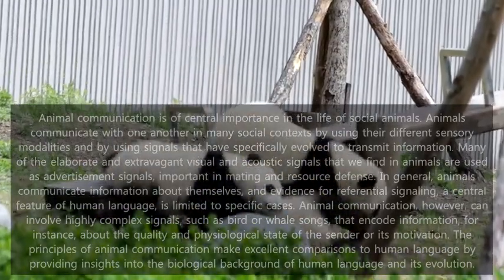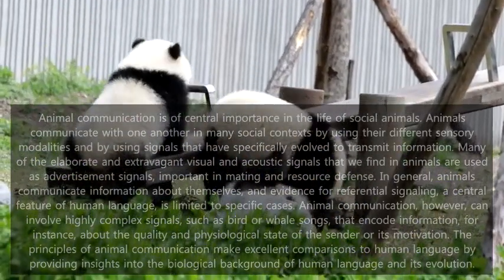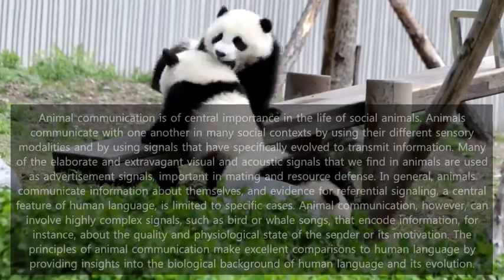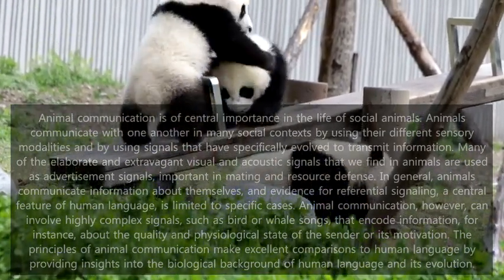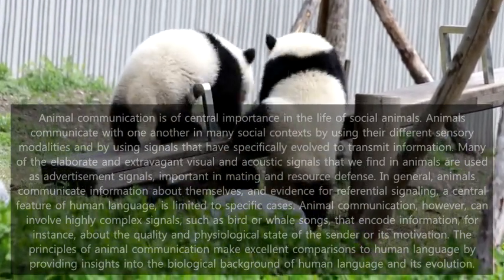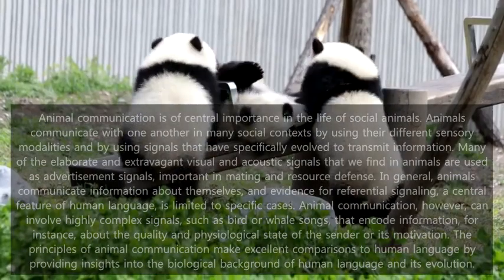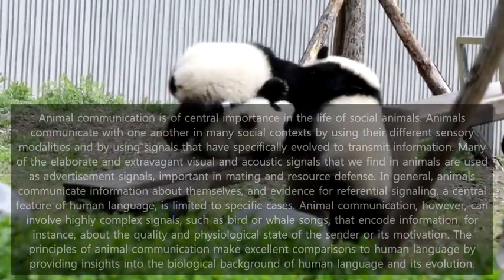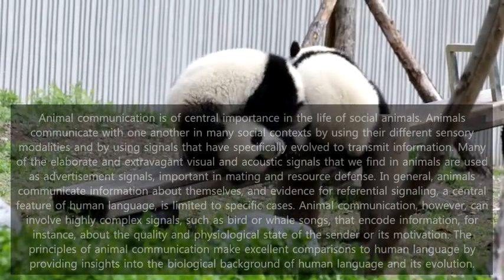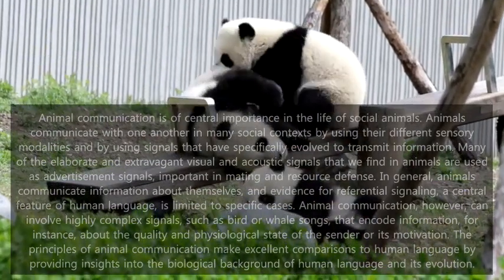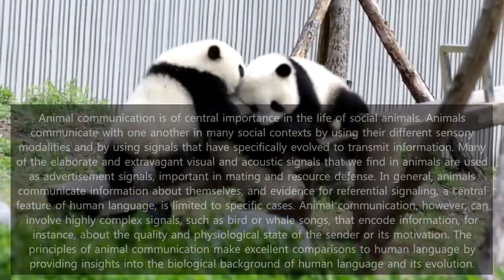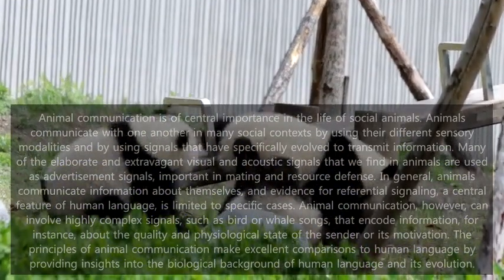Many of the elaborate and extravagant visual and acoustic signals that we find in animals are used as advertisement signals, important in mating and resource defense. In general, animals communicate information about themselves, and evidence for referential signaling, a central feature of human language, is limited to specific cases. Animal communication, however, can involve highly complex signals, such as bird or whale songs, that encode information, for instance, about the quality and physiological state of the sender or its motivation.